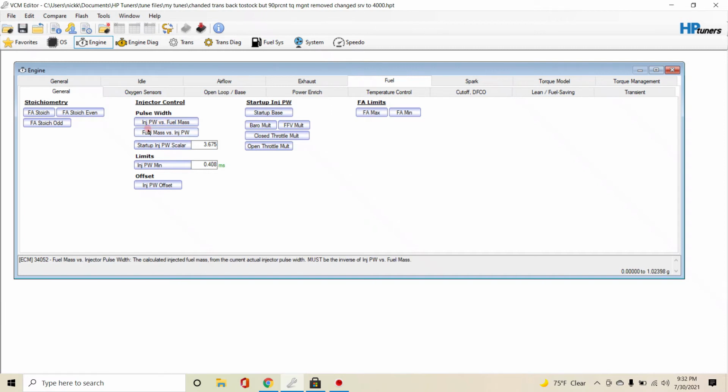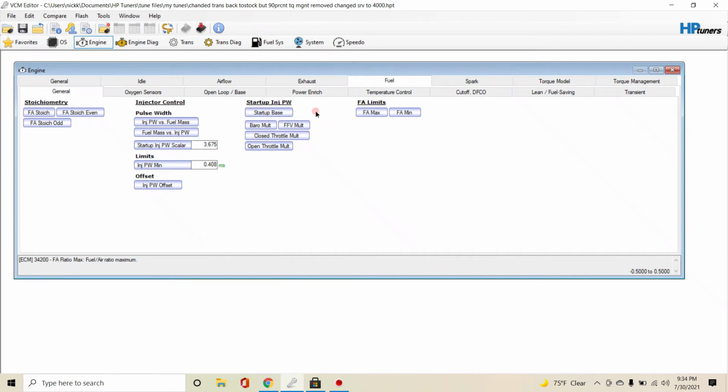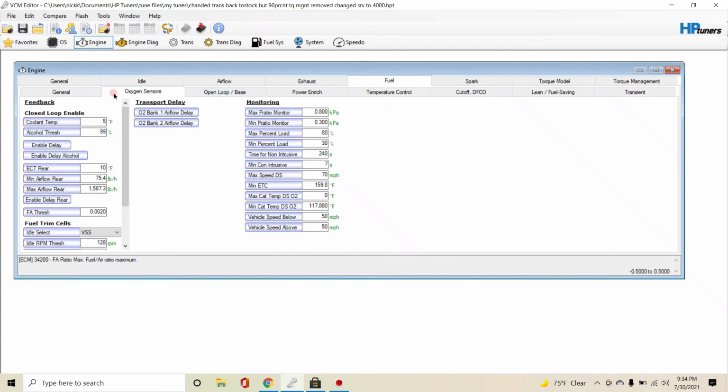And then you got your pulse width, injector pulse width. Jeez, tongue twister for me. You got your fuel mass and injector pulse width. Your startup, your limits, and your offset. Startup injector pulse width. Your oxygen sensors.